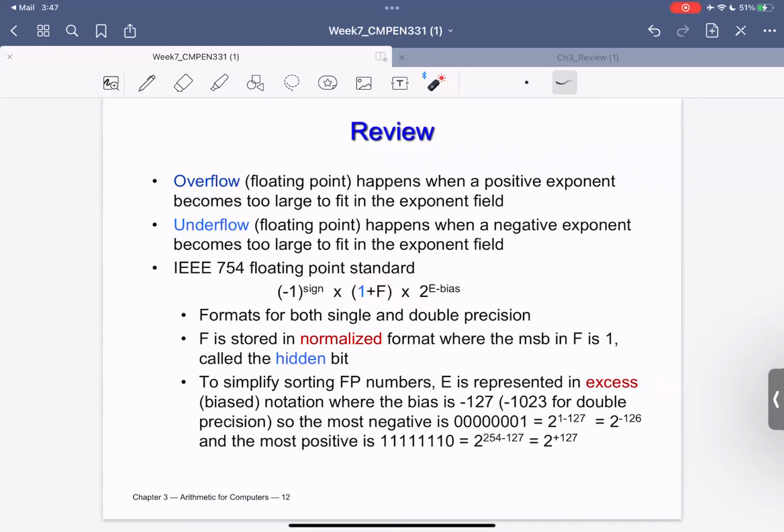And to simplify that, the floating point exponent e is represented in excess or bias notation. Remember this expression because we will come to that in one of the review questions. Excess, meaning bias, notation where the bias, as we have mentioned, is this number in the single or that number in the double format, meaning that the most negative will be that, or the most positive will be that, as we have explained earlier.